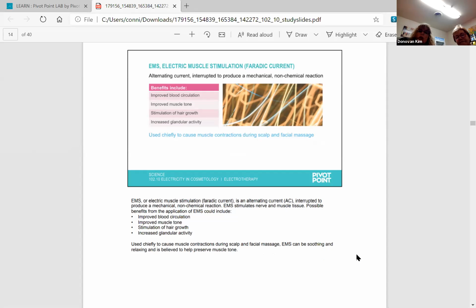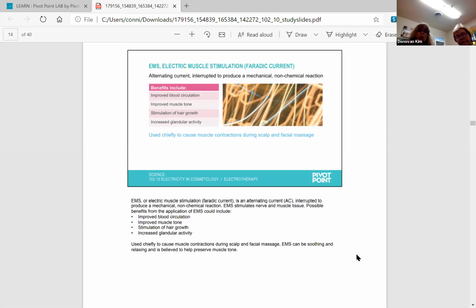Have you ever been to the doctor or a sports recovery clinic or a chiropractor, and they put those little electrodes on your skin, hook little wires up to it, and then your muscles just kind of contract and jump all on their own? That's what they're using. They're using the sporadic current.